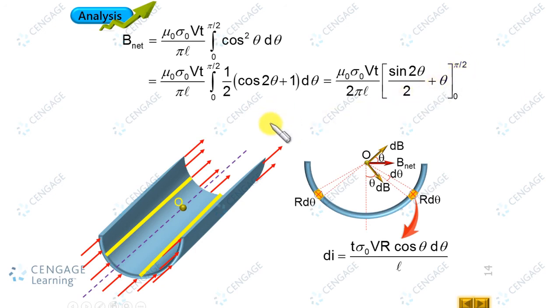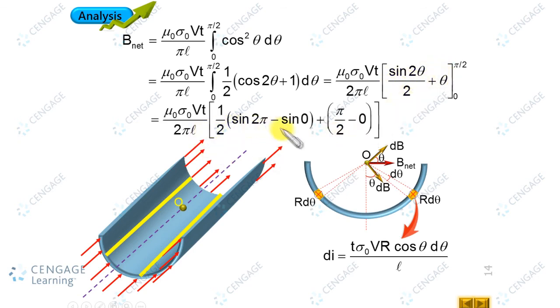Now we can substitute the limit, right? 0 to pi by 2. If we substitute 0 in this limit, this will be 0, and here 1 by 2 is common. So this is after putting the limits. So the final result on calculation is mu naught sigma naught capital V t divided by 4L. So this is the magnetic field due to this semi-cylindrical wire at the axial position, that is at O, and we can observe this magnetic field is in the rightward direction, that is in the horizontal direction.